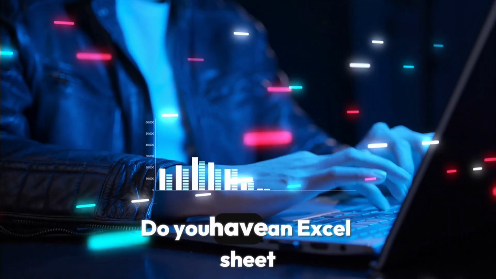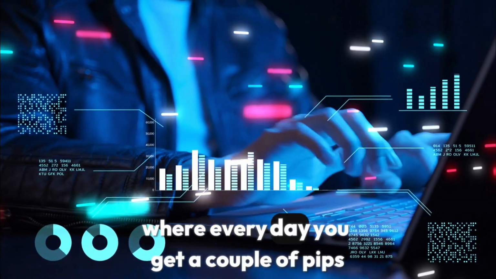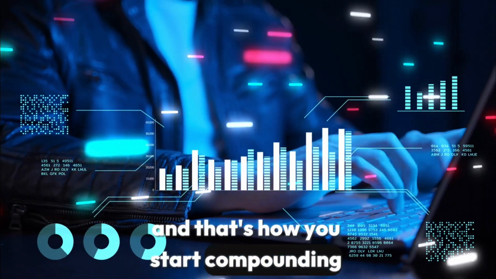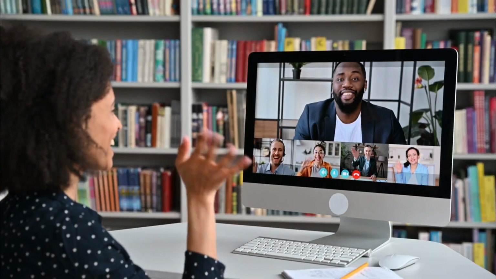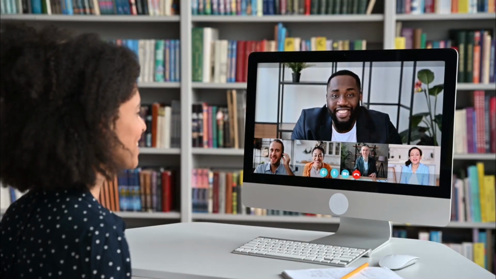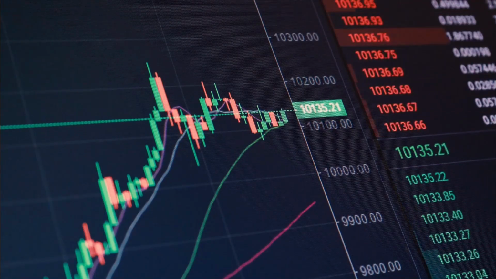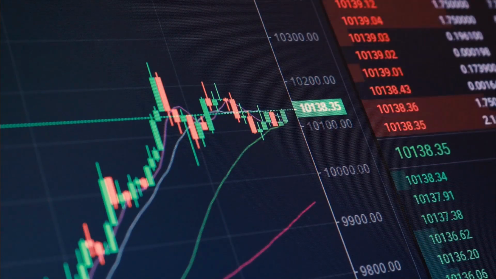What is the goal? You have an Excel sheet where every day you get a couple of pips, and that's how you start compounding the account, right? So let me show you my two favorite spreadsheets real quick. And I'm so glad that you came out and talked. You can use it for futures. I'm technically using it for futures right now, but you can use it for forex, for stocks, for whatever.